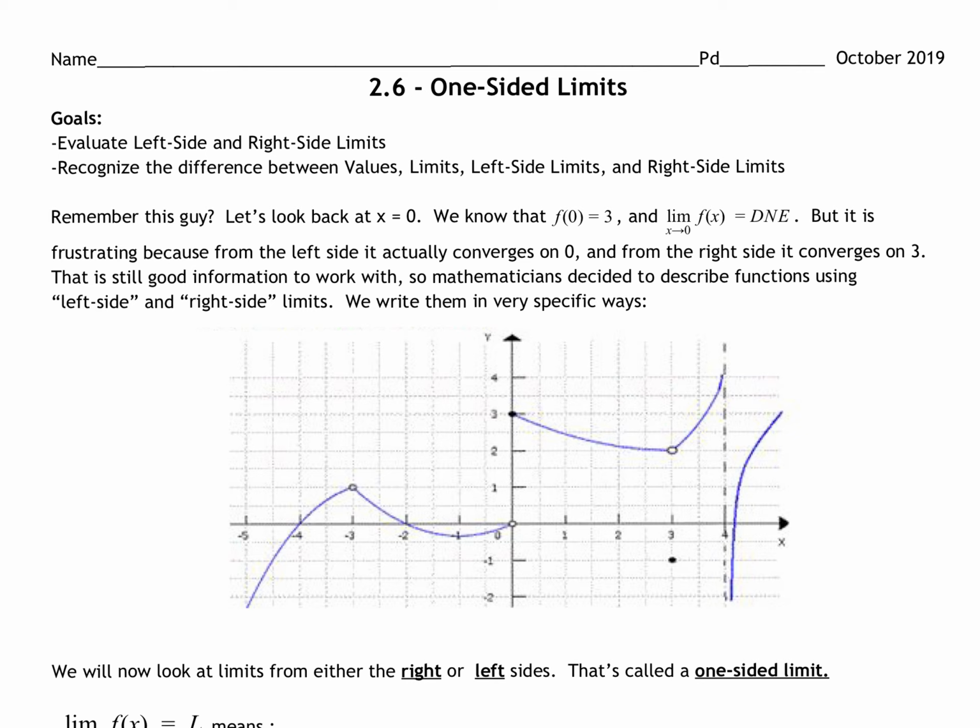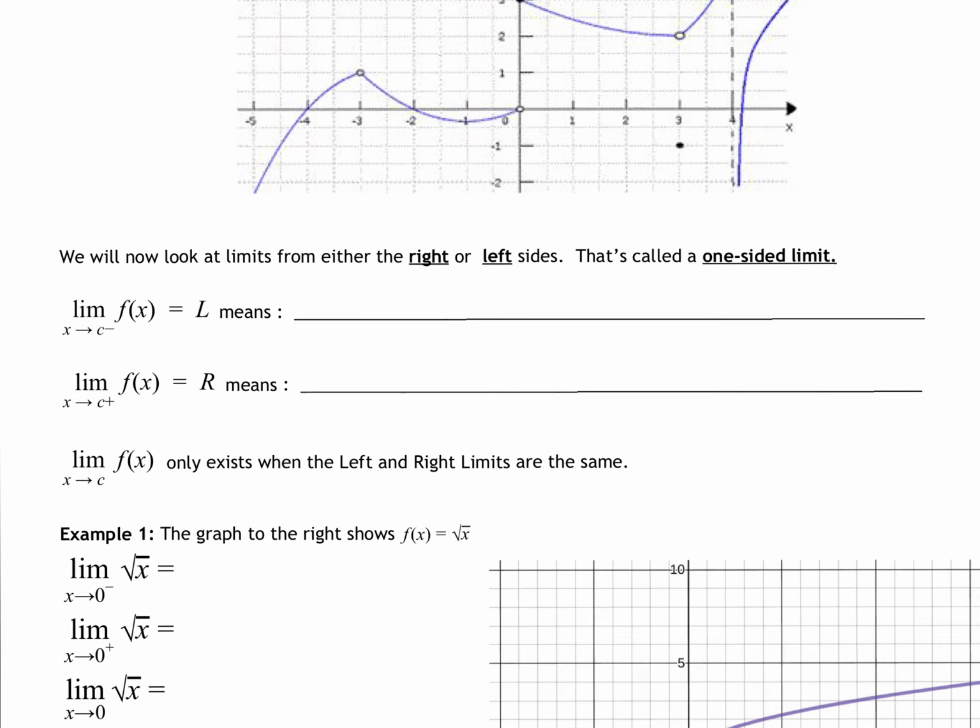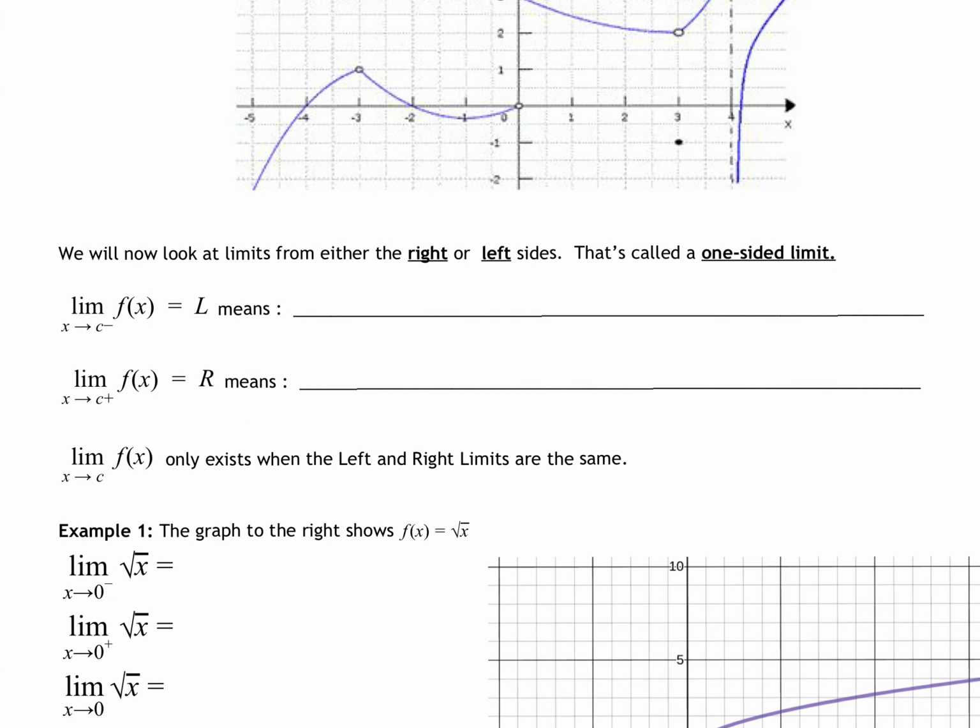So mathematicians like having lots of different ways of looking at things and lots of different types of data. So we can now use two different ways of describing those limits. We can call it a left side and a right side limit. And we write them in specific ways. So let's talk about what these one-sided limits look like.